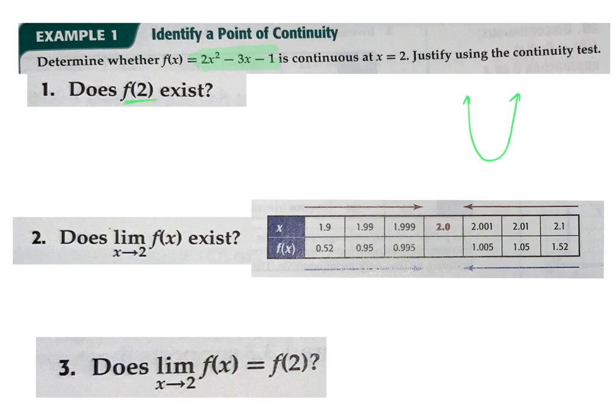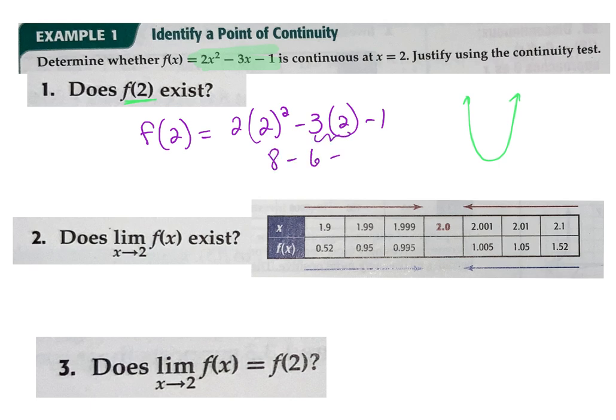We're going to say, does f of 2 exist? Well, yes, it does. So I'm going to actually plug in f of 2. What does that mean? We just did this. What does it mean when it gives me this notation here? Plug it in. So I say 2 times 2 squared minus 3 times 2 minus 1. Okay? I'm plugging it in. 2 squared is? Times 2 is? Minus? Minus 1? Yes. All right. So what do I get there? 1. All right. I get 1.